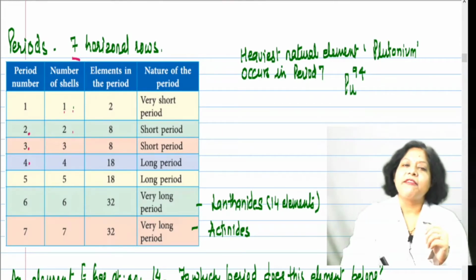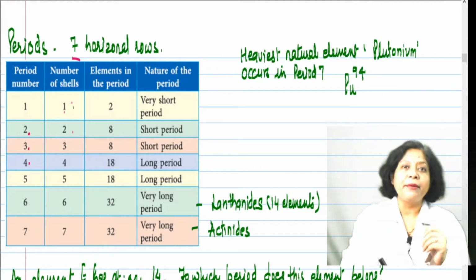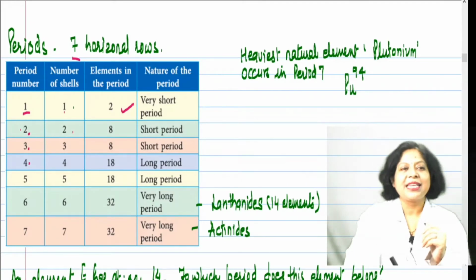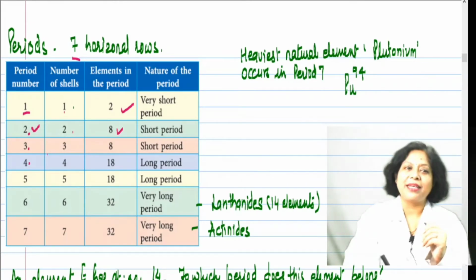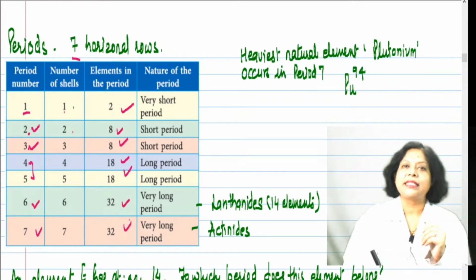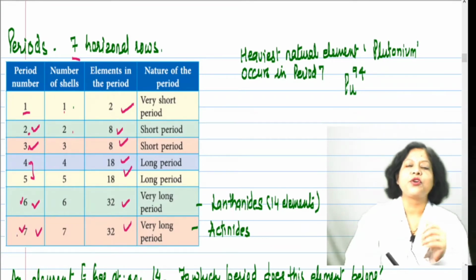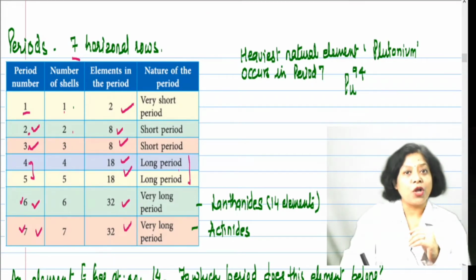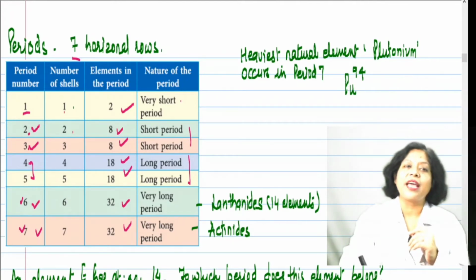Okay, if we talk about the number of elements present, you will find in the first period there are just 2 elements, in the second period there are 8 elements, in the third period again 8 elements, in the fourth and fifth there are 18 each, and in the sixth and seventh there are 32 elements each. So we consider periods 6 and 7 as very long periods, right? Periods 4 and 5 as long periods, periods 2 and 3 as short periods, and period 1 as a very short period with only 2 elements.